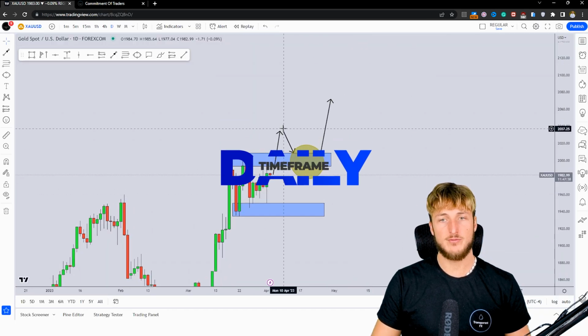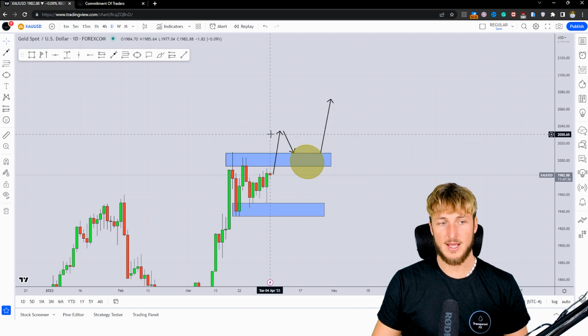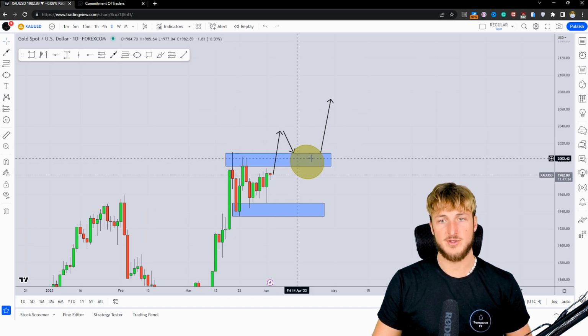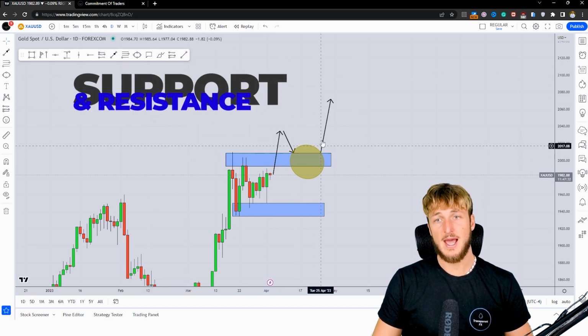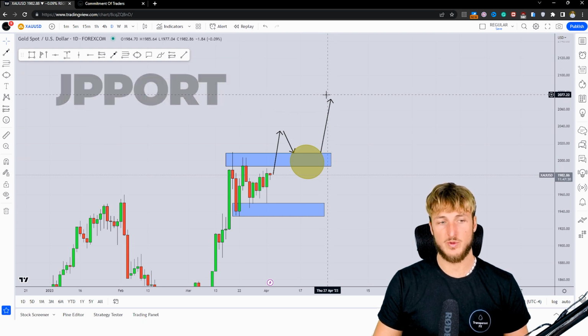So we don't know if we will get the break, but if we do get the break, after the break, on the retest of this previous resistance turned support, we could be approaching a potential rejection higher.